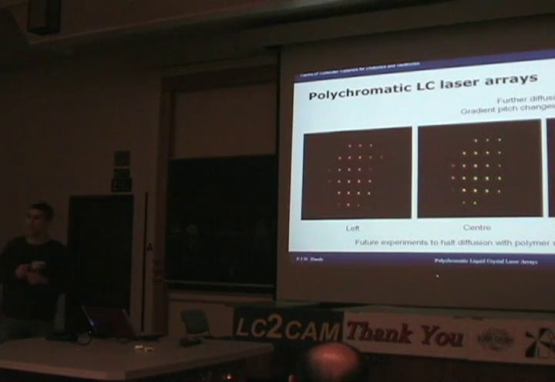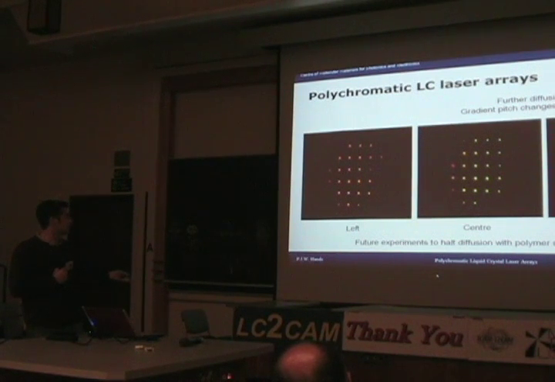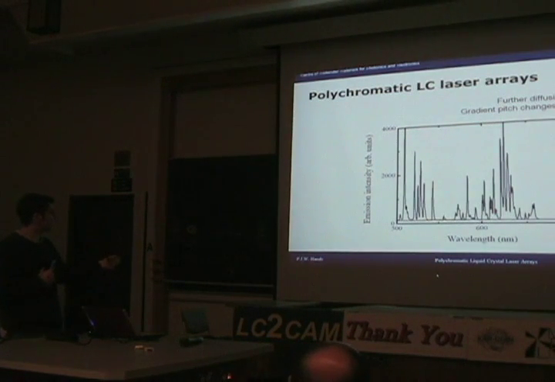But what we're working on at the moment is to polymer stabilise the system. So you allow the dyes to diffuse to a desired level, and then you illuminate with UV light and polymerize the polymer inside it and freeze that diffusion. And here you can see multiple lasing wavelengths all the way across the visible spectrum, from green to red.